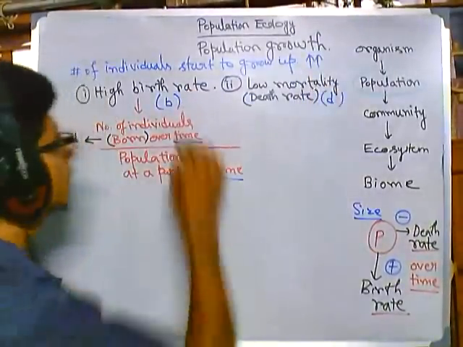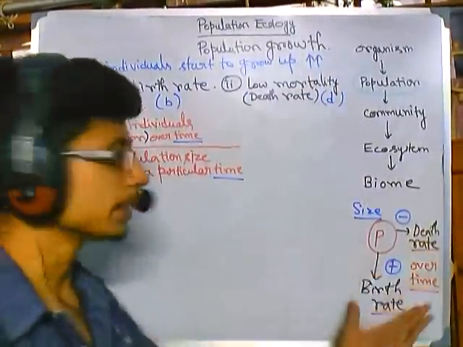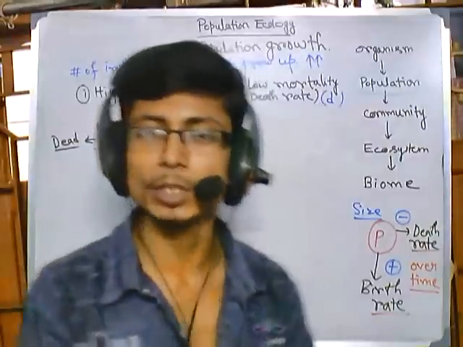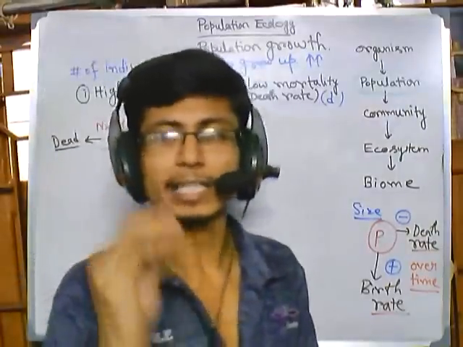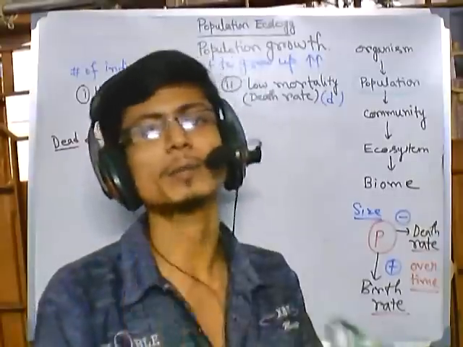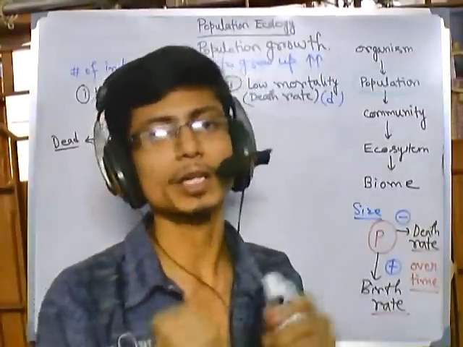Now if we know the birth rate and death rate, using them what we can get is the rise of the population. Remember, I've told you rise means the net number of individuals added or give a rise to a particular population, or added to a particular population.